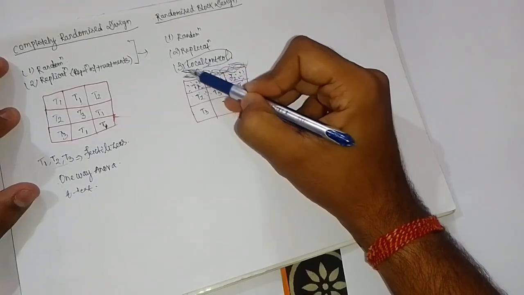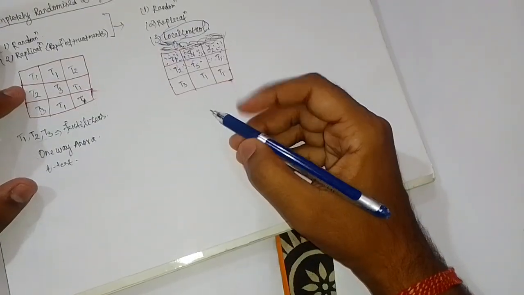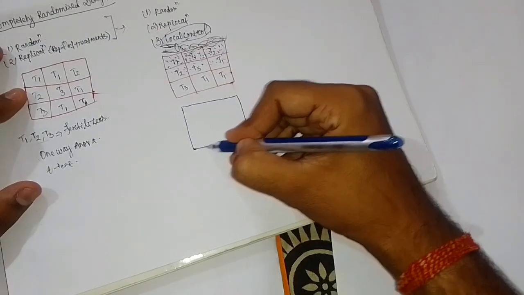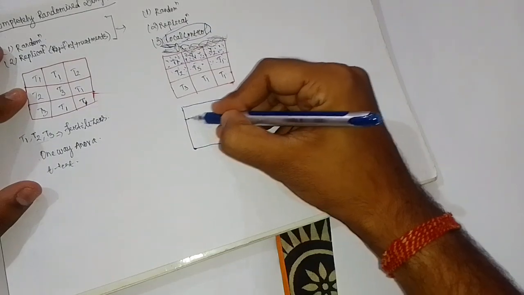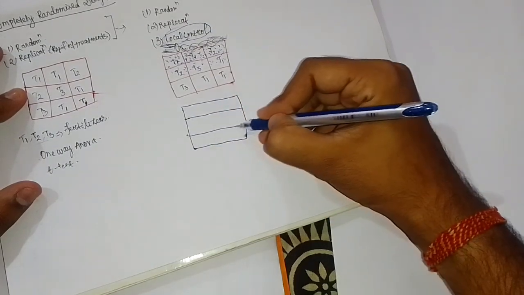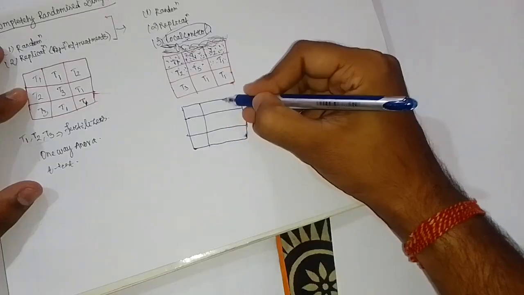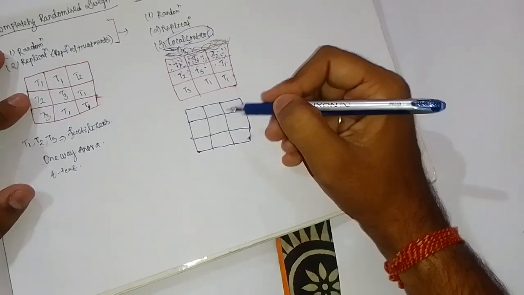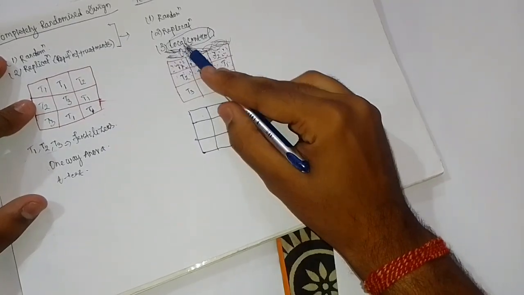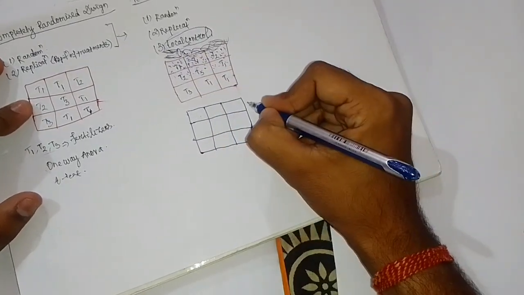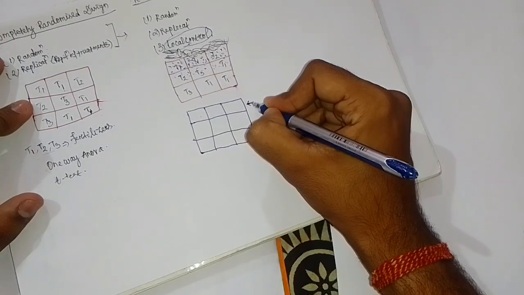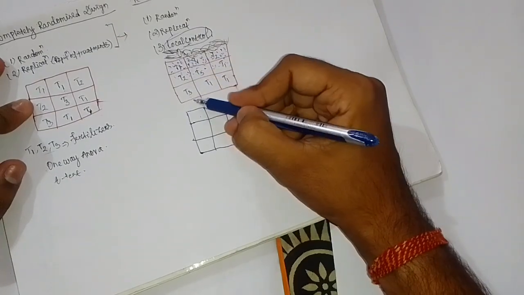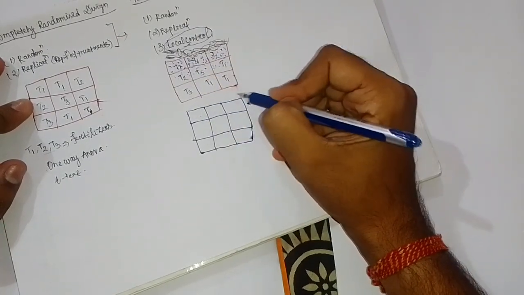So in local control, what do we do? Let's do another design, the same design. We are just drawing the design. So here we have 9 plots, experimental units. According to the local control principle, we divide the experimental units into 3 blocks. Let's say the first block is more fertile, since the kitchen sewage pipe flows through it.